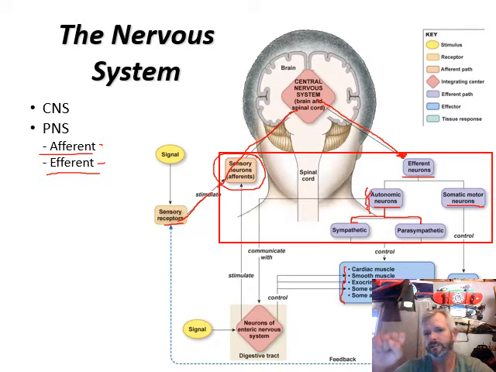We've got the central nervous system and the peripheral nervous system. We've got the afferent or sensory, bringing information towards the central nervous system, and the efferent, taking information from the central nervous system and sending it out to the different organs throughout the body. Okay, and this is how we're going to get our integration.